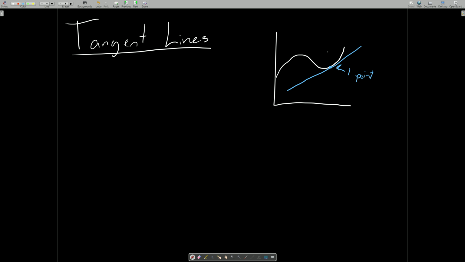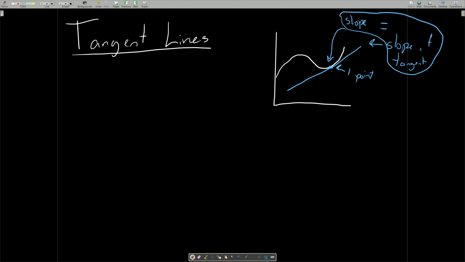Now, there's something useful about tangent lines, and it's that the slope of this tangent line is equal to the slope of the curve at this point. And so we can use this property to actually find tangent lines. The easiest way to write tangent lines is the point slope form, because we can have a point and our slope.